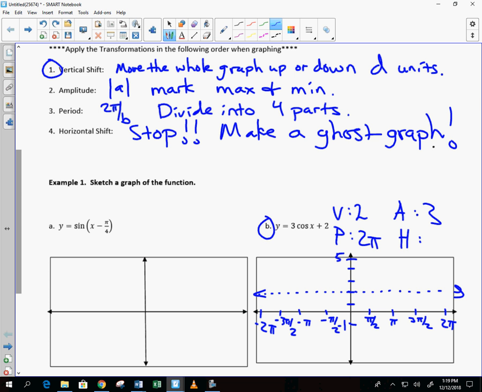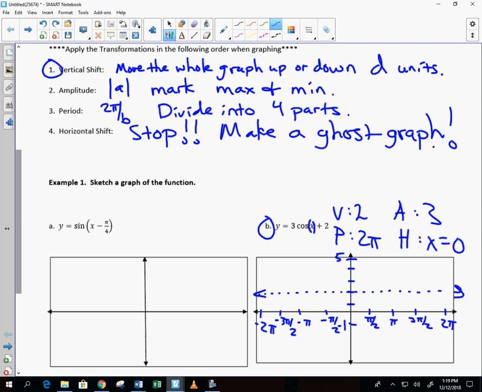Before you do the horizontal shift, stop. Make a ghost graph first. Now, here's what we're fortunate about in this example is why I chose to do it first. To find the horizontal shift here, we just take x and set it equal to 0, and we find, oh, there's no horizontal shift. Okay?